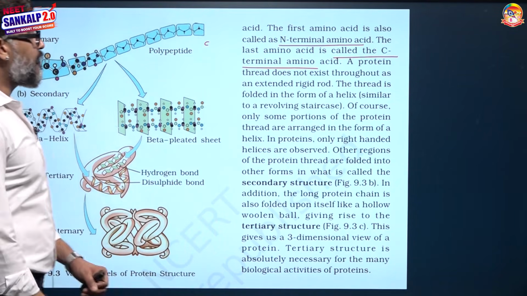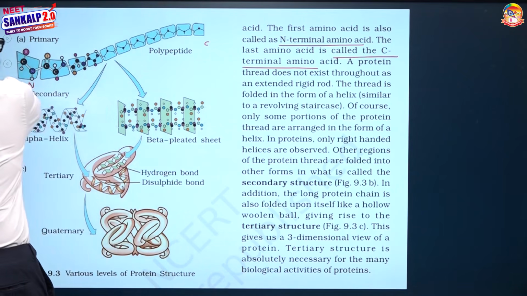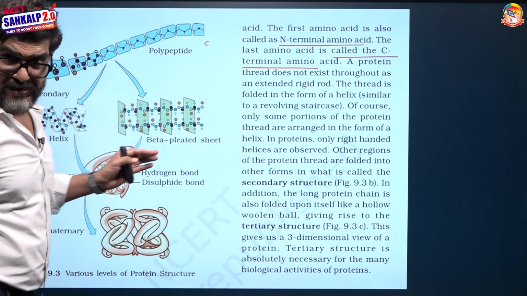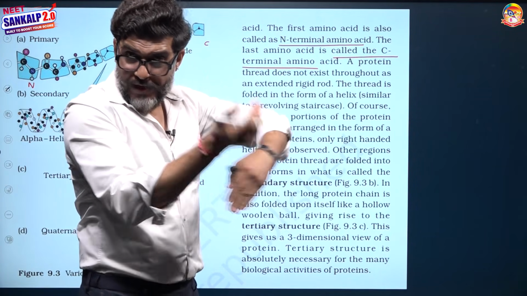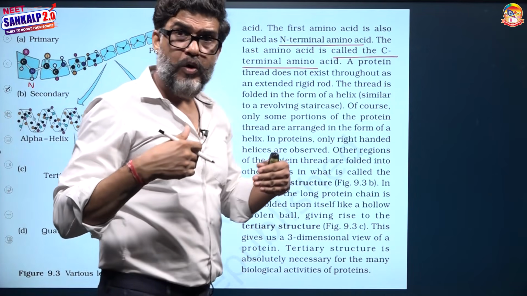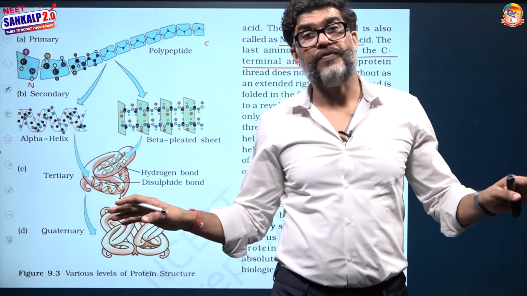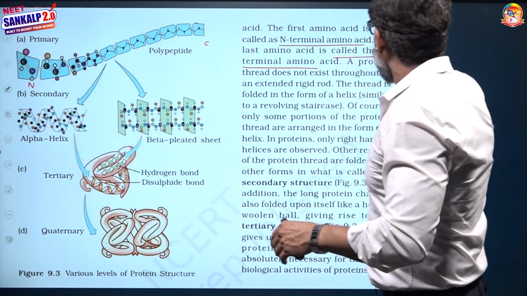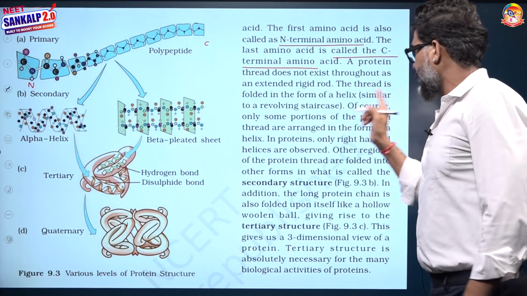A protein thread does not exist throughout as an extended rod. A protein cannot be present in its entire length in the form of a thread-like structure. It will coil, it will twist around, and as it coils, condenses and twists, it will attain different configurations. A protein thread does not exist throughout as an extended rigid rod.